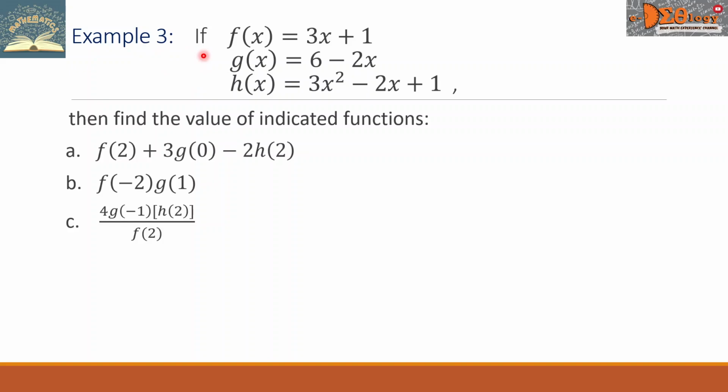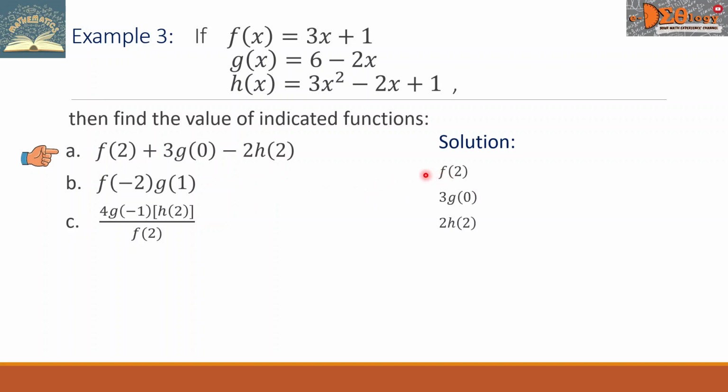Example 3. If f of x equals 3x plus 1, g of x equals 6 minus 2x, h of x equals 3x squared minus 2x plus 1, then find the value of indicated functions. We have here 3 sample problems. Let's begin with problem A. We have f of 2 plus 3 times g of 0 minus 2 times h of 2. We're going to evaluate each of these functions.